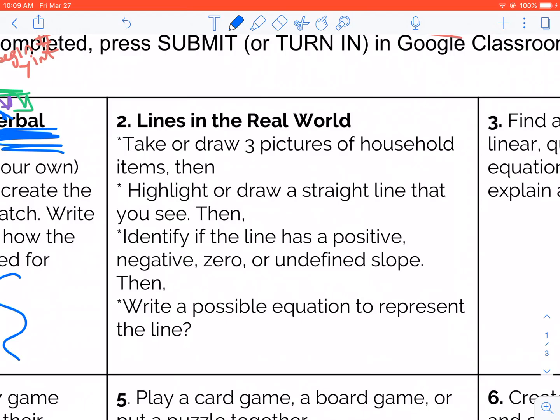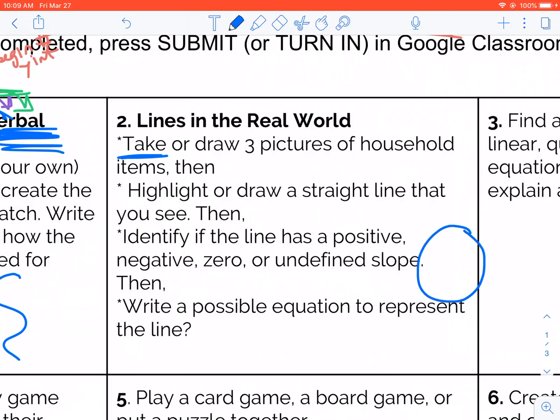So again, you're going to need to take or draw pictures. If you take a picture and it's not using your computer, you can email it to yourself or save it to your Google Drive, and then you can insert that picture into the document where we want to see proof of what you're doing.